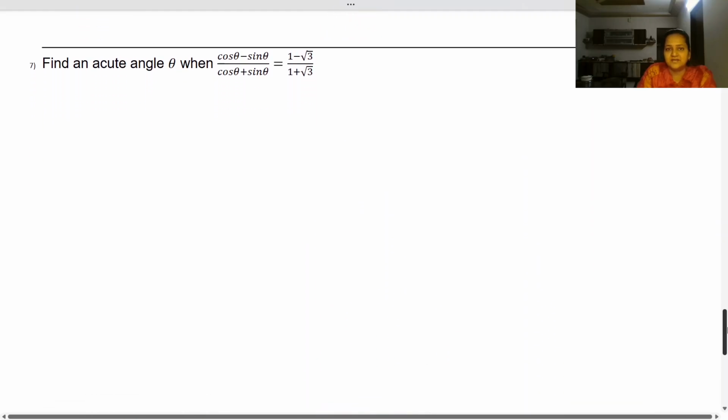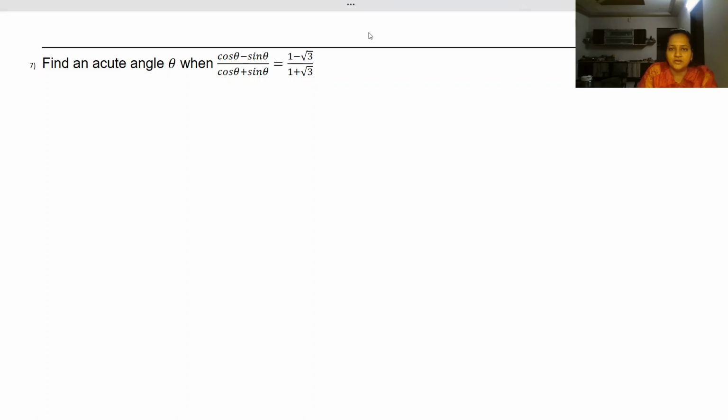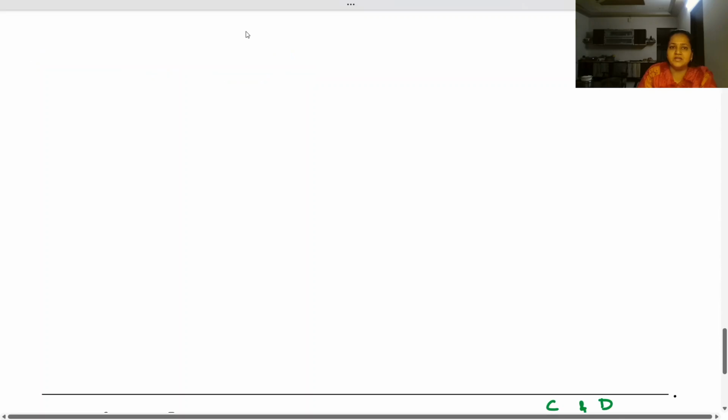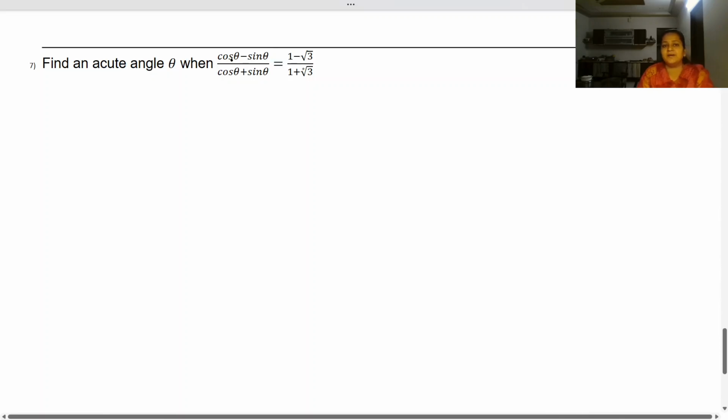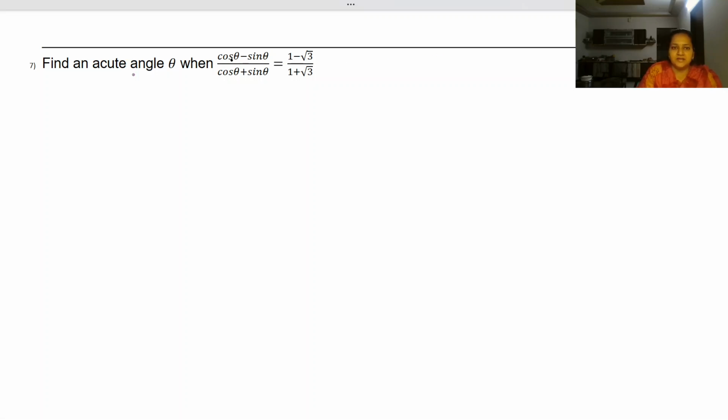How to decide where we are going to apply? If you look at the question, we have cos, sin, and the difference between them is only of the sign. Same thing we have on the RHS also. We have 1, root 3, 1, root 3. Only difference is in the middle the sign is different. So when you get questions of this form, it is always preferred to solve it by componendo dividendo. It makes your calculations easier. Let's do it. We'll say by componendo and dividendo.